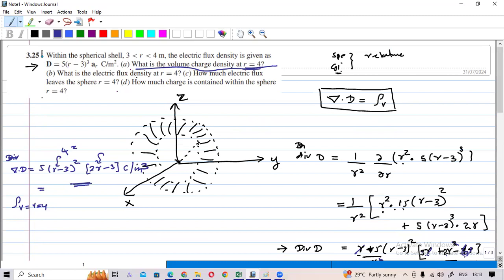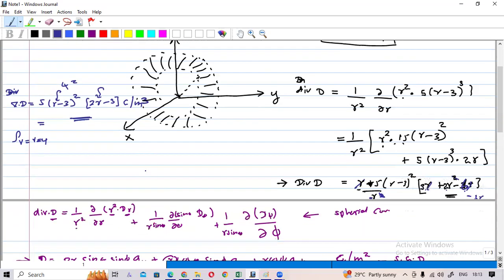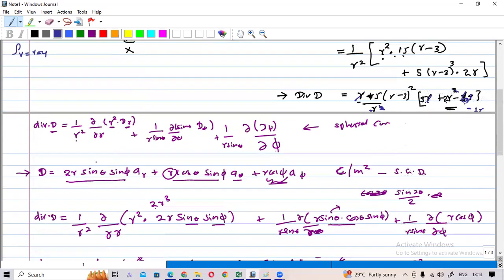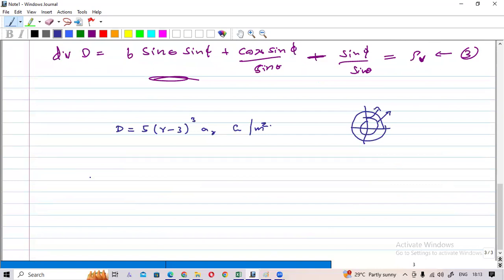So if you want to find the flux density at R is equal to 4, you can simply apply 4 here. So 4 minus 3 will be 1 to the power 3. So for part B, you will have flux density 5 aR, that is the flux density. You are asked to find the flux density at R is equal to 4, so here you don't need the Gaussian law.